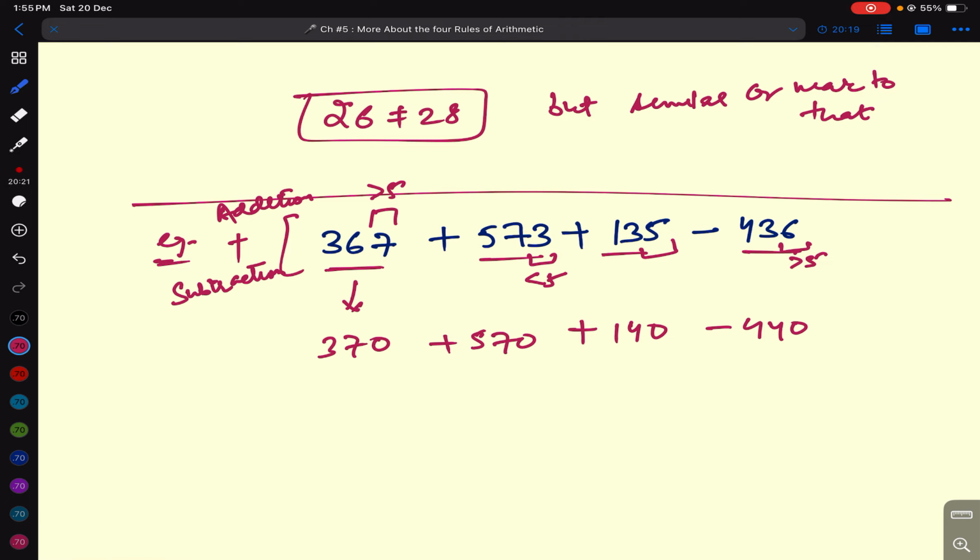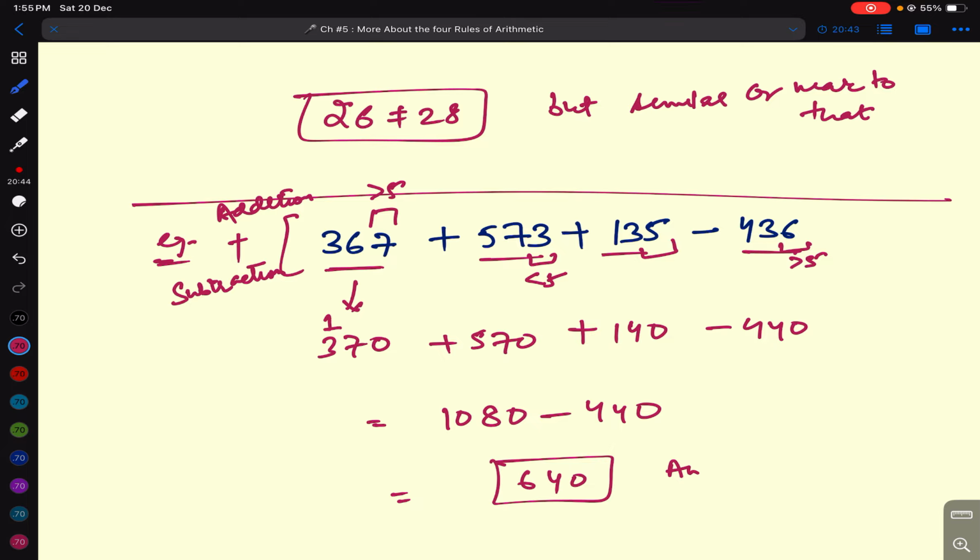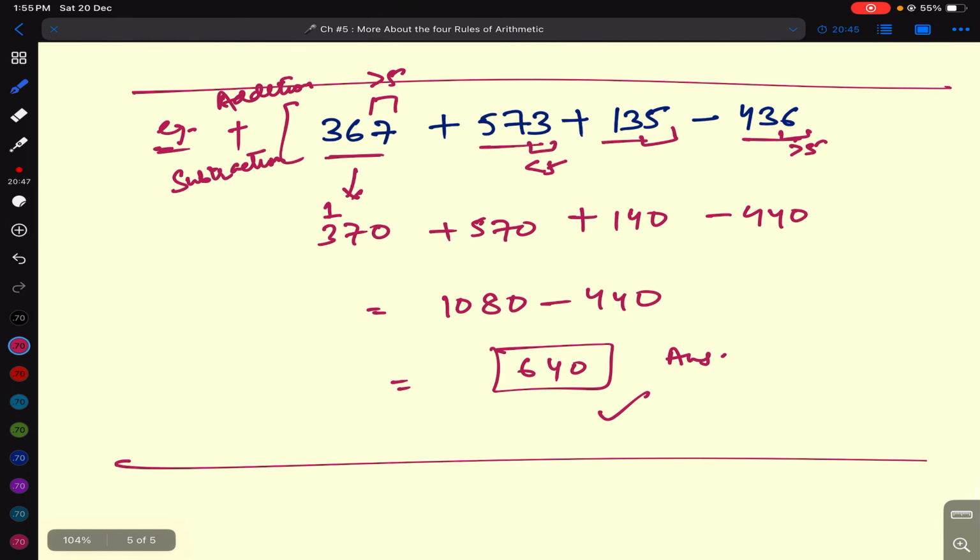Okay, so let's do the addition here. 7, 7, 14, 14, 4, 18. 4, 5, 9, 10. Minus 440. So this is equal to 640. So the answer here is 640. Okay, so this is how we do the estimations when it comes to different cases, whether it is addition, multiplication, subtraction, or division.